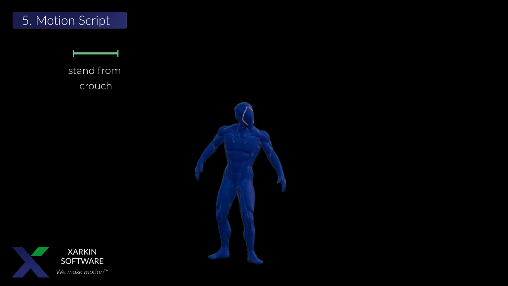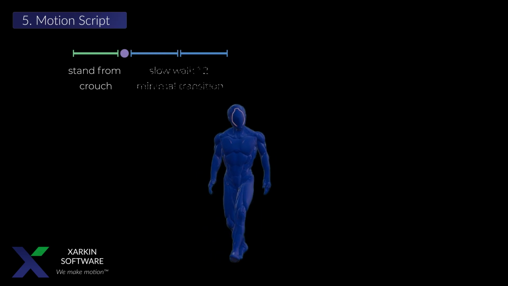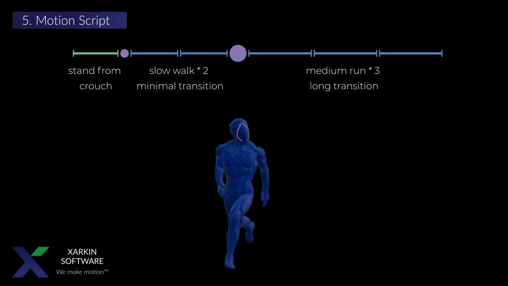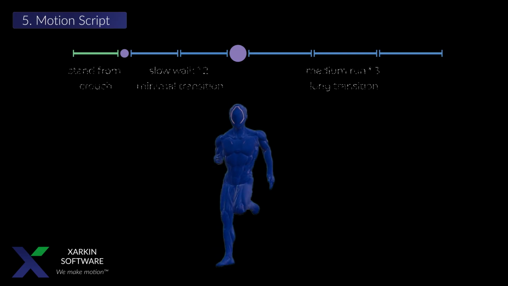If we diagram a specific sequence, we can see how these might interact to create a desired outcome. We start with our character standing from a crouch. With a minimal transition, they perform a walk for 2 cycles, 4 strides. The connective frames making up the transition are automatically generated by the Xarkin Motion server. Through a longer transition, our character moves into a run for 3 cycles. This might not be all we are after.